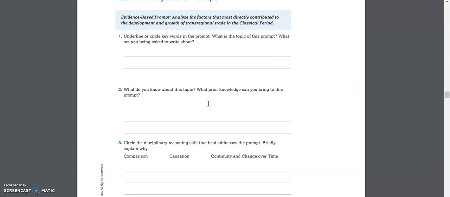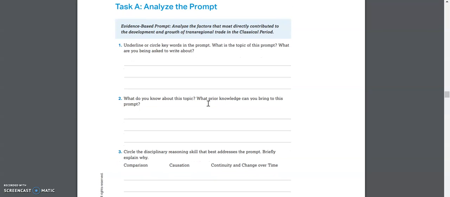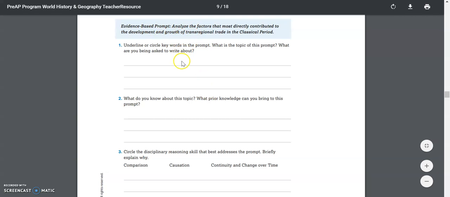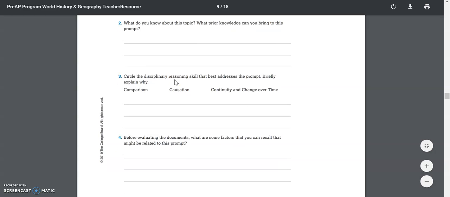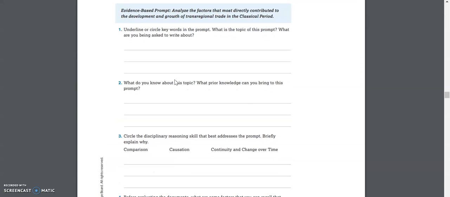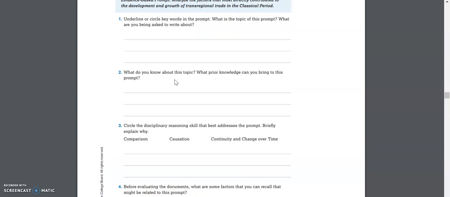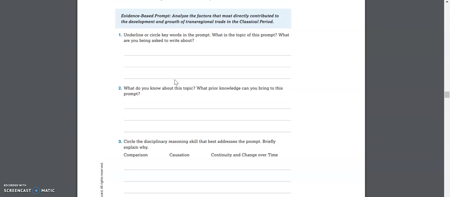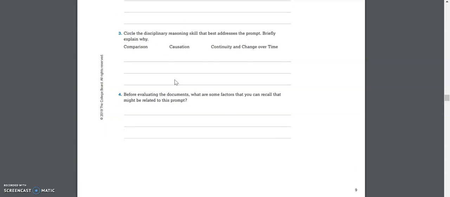And here we get to our first task, Task A. So analyze the prompt. There's the prompt right there. And this is going to be your assignment for today, Wednesday, and Thursday this week. So numbers 1, 2, 3, and 4.